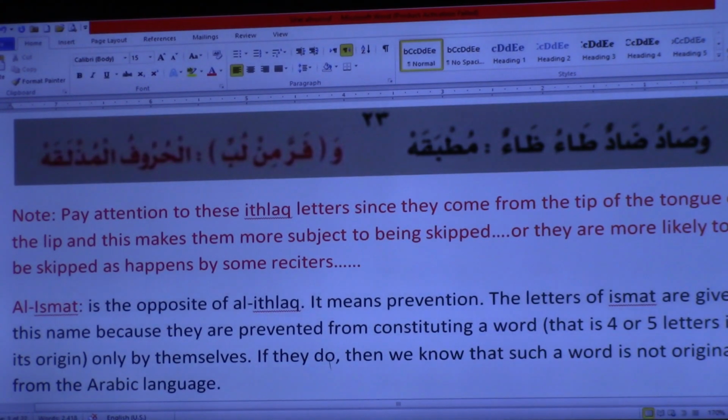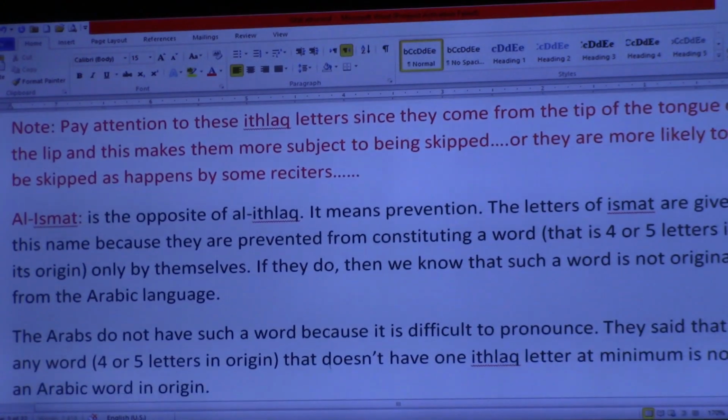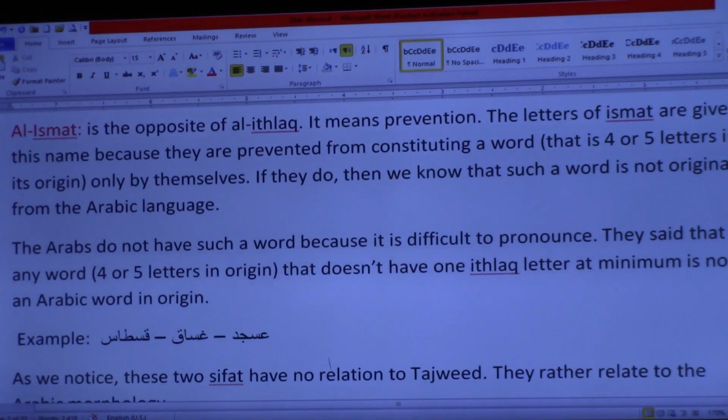Okay, now let's take al-ismat, the opposite sifa of al-idlaq. Al-ismat, ya Shaykh, is what? The opposite of al-idlaq. It means prevention. Ismat comes from mana, which means prevention. What are the letters of ismat? Who knows the letters of ismat? They're the opposite of the letters of idlaq, right? We said these sifat are the ones that have opposites.